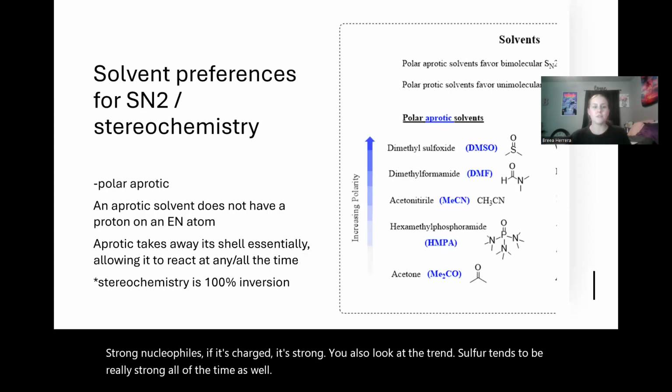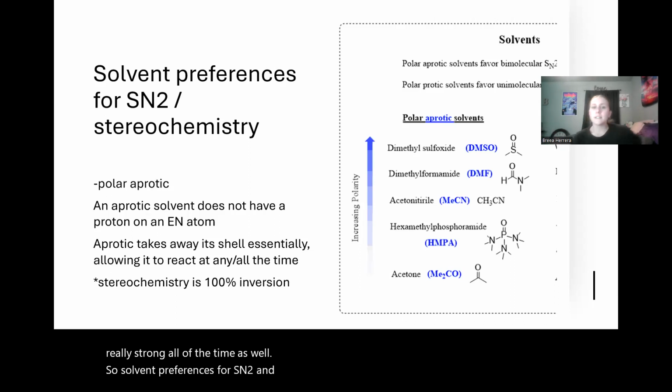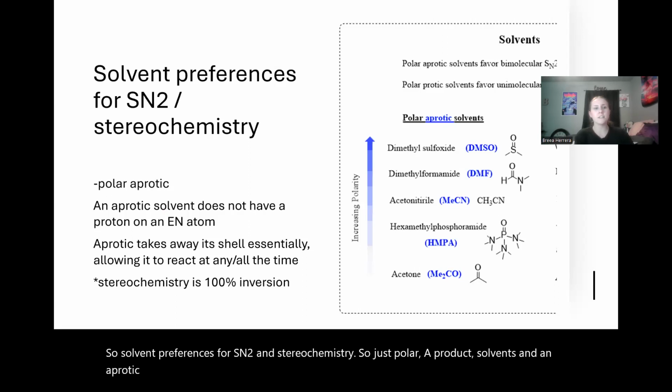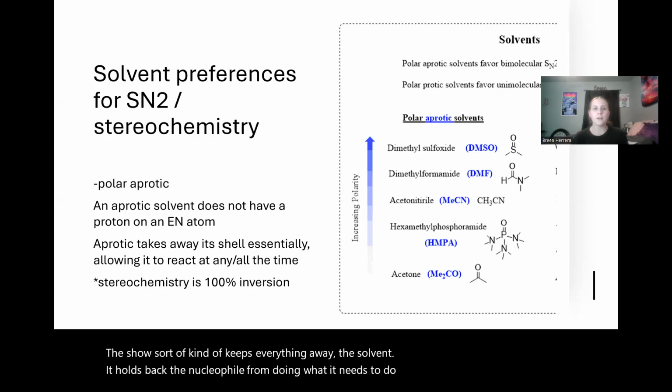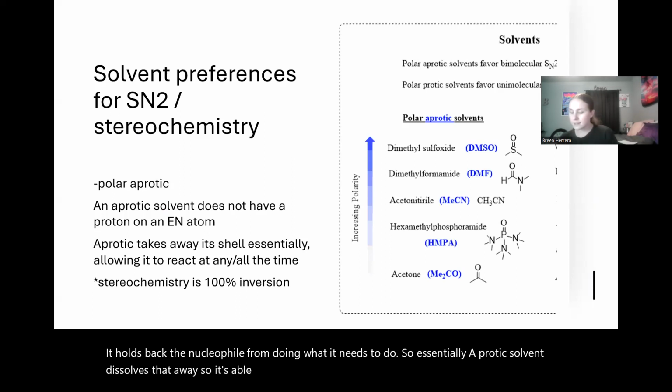So solvent preferences for SN2 and stereochemistry. So just polar aprotic solvents. And an aprotic solvent does not have a proton on the electronegative atom. So it essentially takes away its shell. And this shell sort of keeps everything away. So the solvent shell holds back the nucleophile from doing what it needs to do. So essentially, aprotic solvent dissolves that away. So it's able to react much better, much faster.